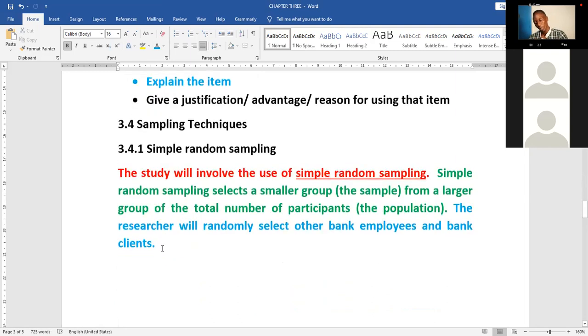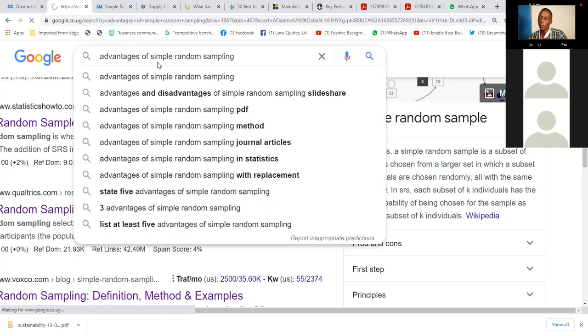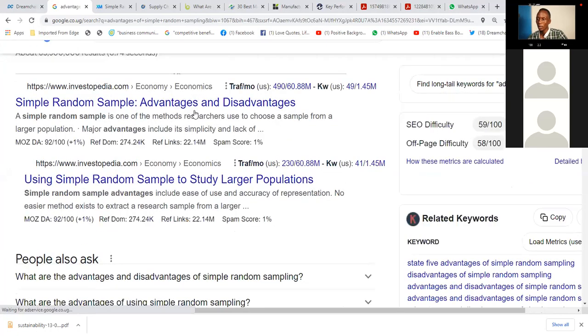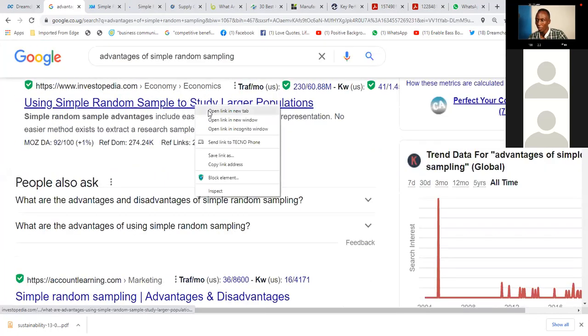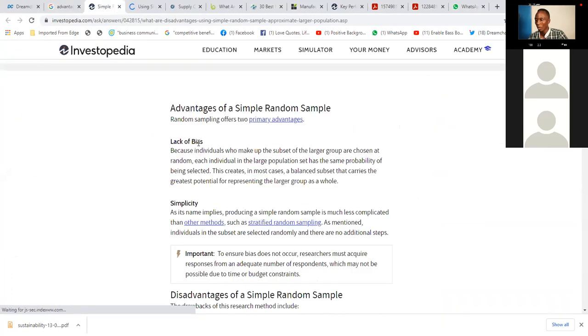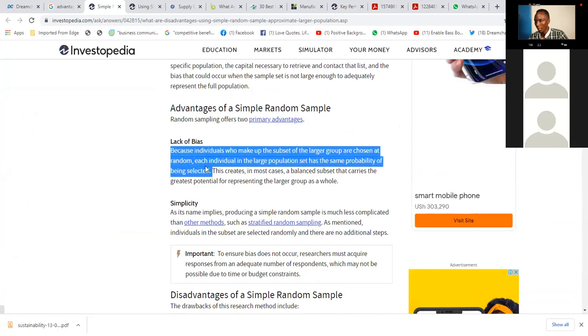So how do you get the reason or the advantage of using simple random sampling? We're going to go back to the internet just like this, and then we look for advantages. If you want, you can search for importances or advantages. Now, after that, let me see which one can we use. You don't have to take very many things, just something like one point. For instance, lack of bias, simplicity. Let's just take this one, lack of bias.